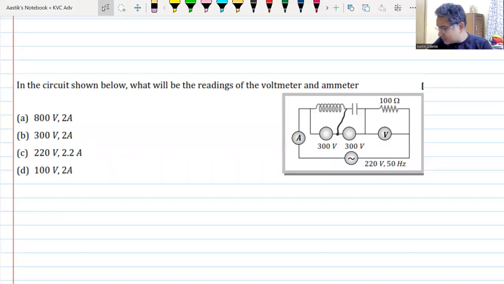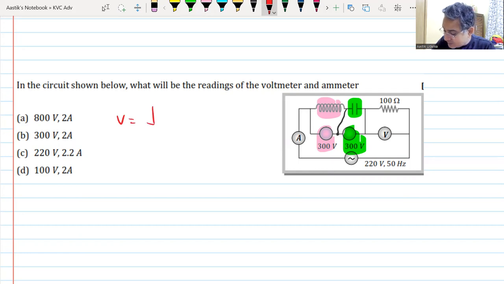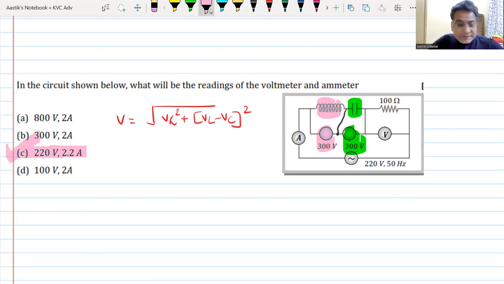Well, what is the answer for this one? This is a straightforward question. Both the inductor and the capacitor have the same voltage. This is the case of resonance. Even if it was not a case of resonance, you could have found out the voltage drop across the resistor. The total voltage V is always given as root over VR square plus (VL minus VC) whole square. Here VL and VC are equal. So V will be equal to VR. So the value of V is 220 volt. Once you get the value of V, RMS value of V, you can divide it by the resistance because the impedance of this circuit is zero. You will get the value of RMS current. So the answers are 220 volt and 2.2 amperes respectively.